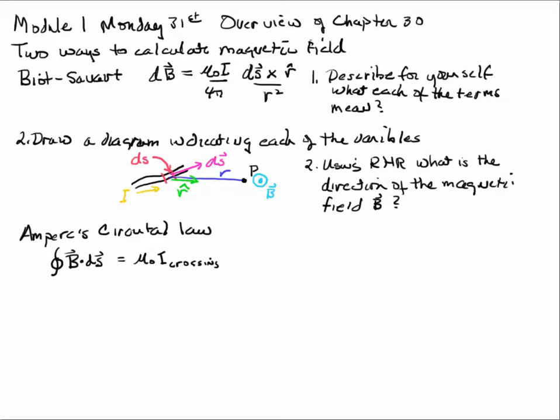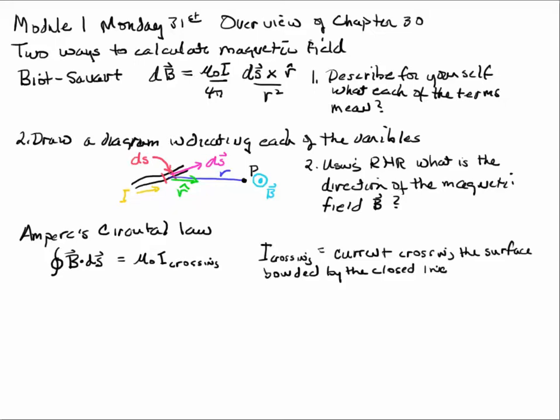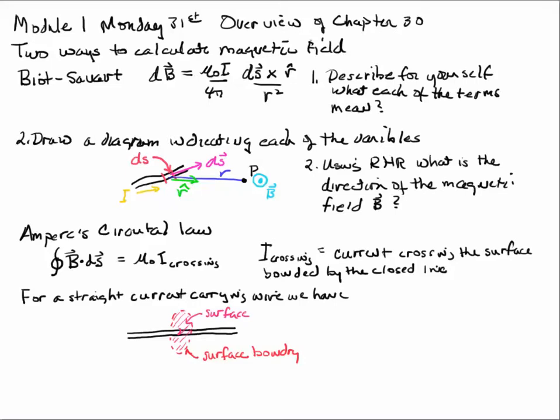So let's see if we can draw a diagram. So I crossing is current crossing surface bounded by the closed line. And let's see if we can draw what line we're talking about. For a straight current carrying wire, we have the following. A straight line, and then we indicate the surface.